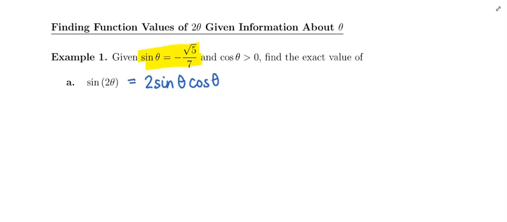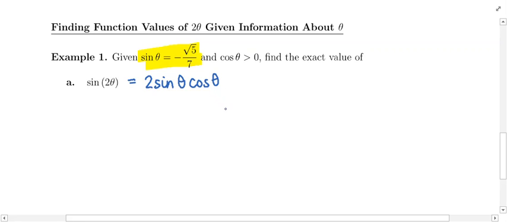I'm going to go out to the side and try to figure out the value of the cosine of theta. I'm trying to figure out what quadrant theta is in. I know that the sine of theta is negative, so it's got a negative sine value and its cosine is positive. What quadrant is this happening in, where the sine is negative and the cosine is positive? That's quadrant 4. So that's where this angle theta lives.